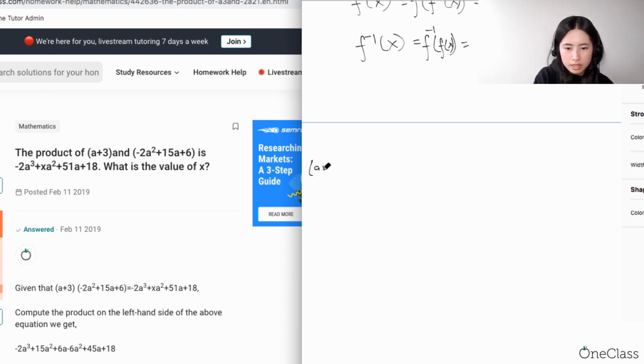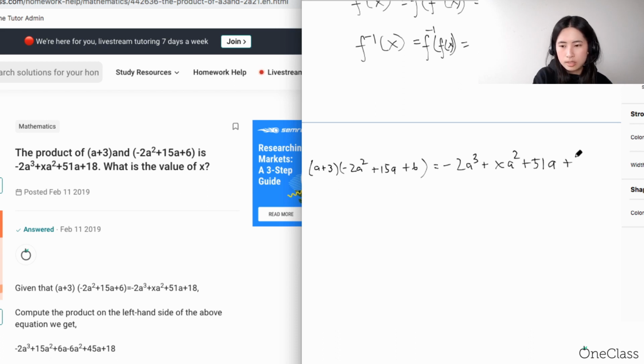Okay, so we have a plus 3, and this is going to be multiplied to negative 2a squared plus 15a plus 6, and this is equal to negative 2a cubed plus xa squared plus 51a plus 18. Okay, great. So now that we have that, we have to expand the whole thing and simplify as much as we can, and later on we're going to see what happens to our xa squared.